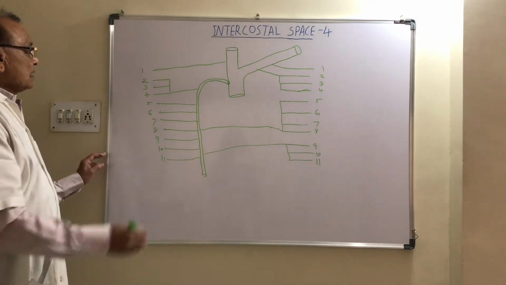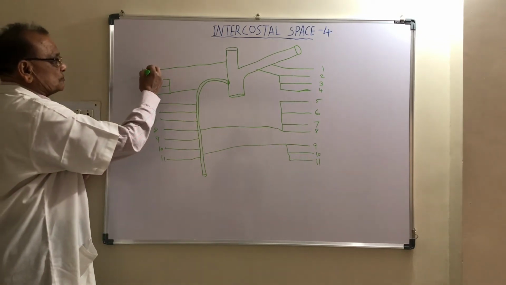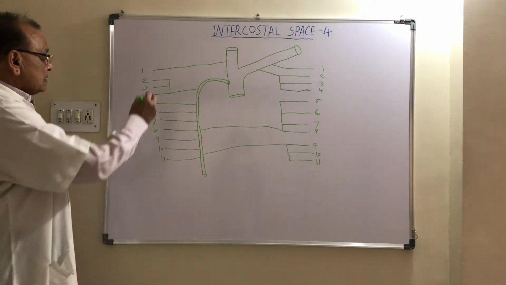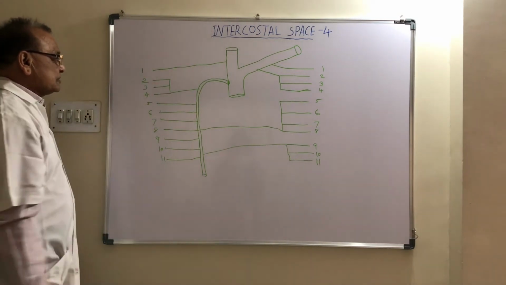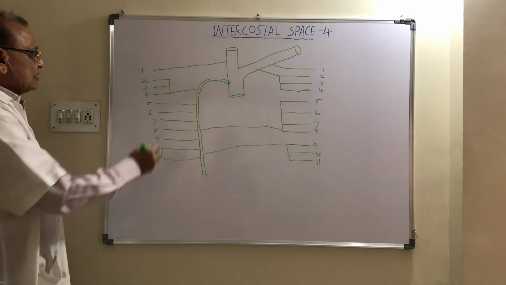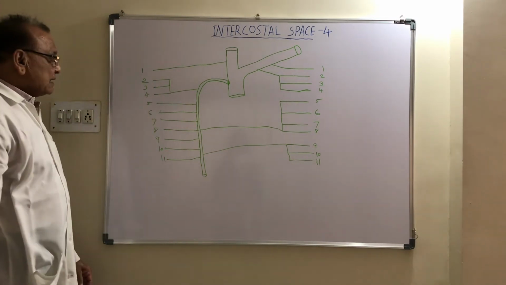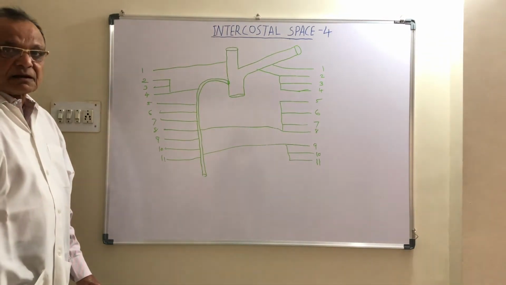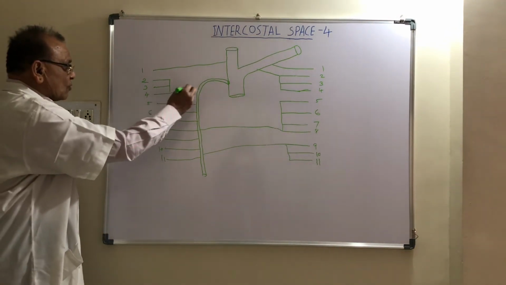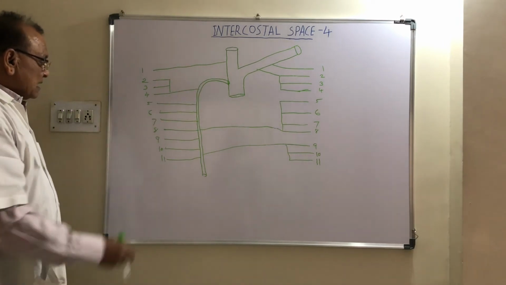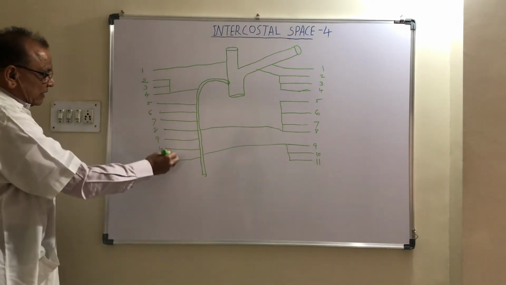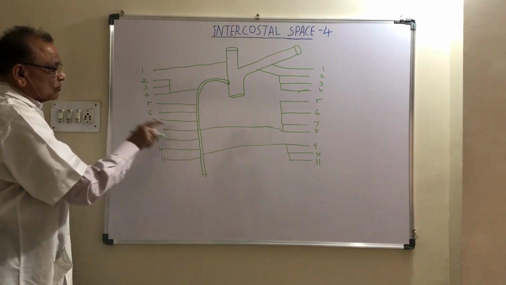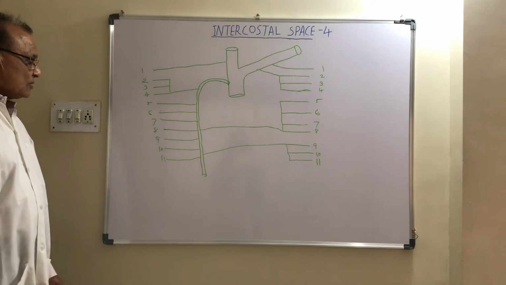Again, on the right side, the first posterior intercostal vein opens into the right brachiocephalic vein. The second, third and fourth posterior intercostal veins on the right side unite to form a common vein, and this common vein is called the right superior intercostal vein. The right superior intercostal vein opens into the azygos vein. The remaining veins, 5th to 11th, open directly into the azygos vein.